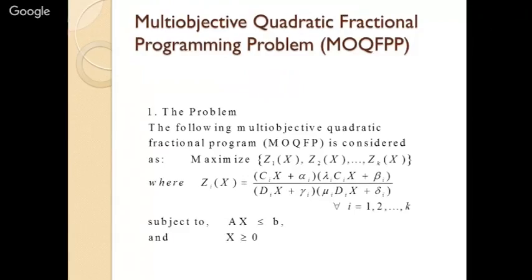So this is the multi-objective quadratic fractional programming problem. Again, it is a more complex problem. It can be considered as an extension of the previous problem. The multi-objective quadratic fractional programming problem is considered in this format. We need to maximize k objective functions, and each objective function is in quadratic fractional form. So the quadratic part can be written in this format, and it is also in fractional form. It means we have a numerator function as well as a denominator function, and subject to constraints. Clear?